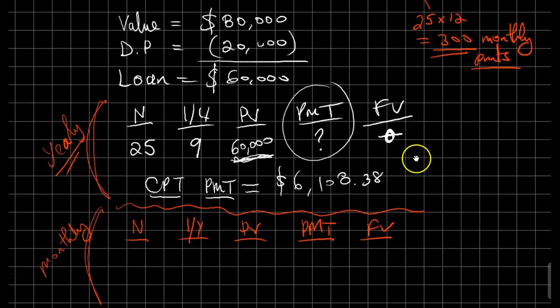So now going back to our solution, we have 25 times 12. So let me rewrite it. 25 times 12, 300 monthly payments, so that's the number we input for terms, 300. The interest rate will be 9/12, or you can say 0.75. Still we are borrowing $60,000.